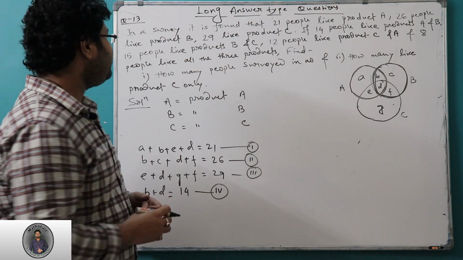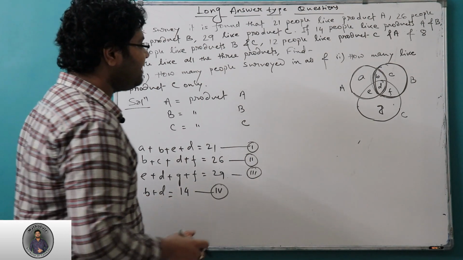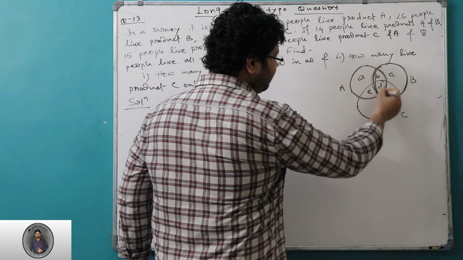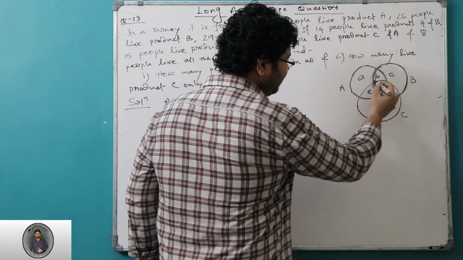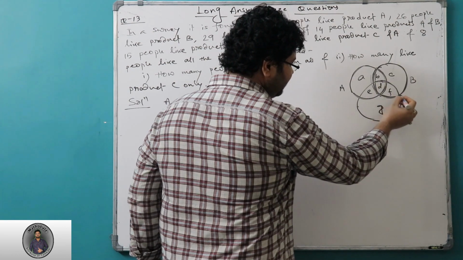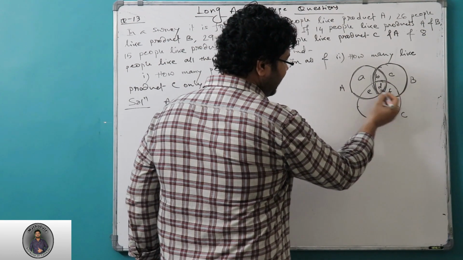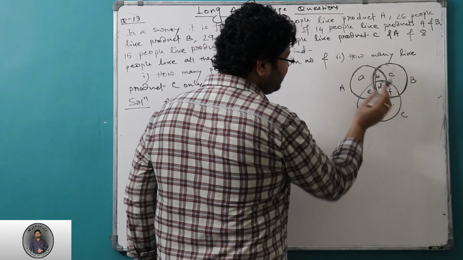And now 15 people like products B and C. So this is product B and this is product C. So the intersection region will be this region, and this region will have 2 partitions, D and F.